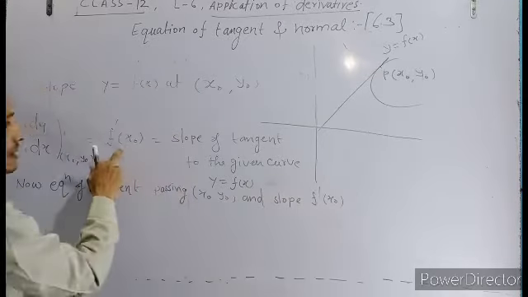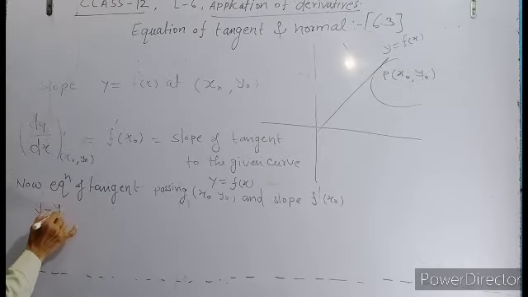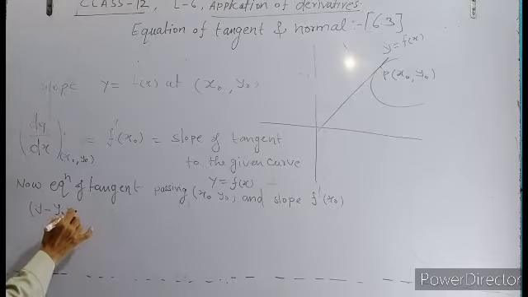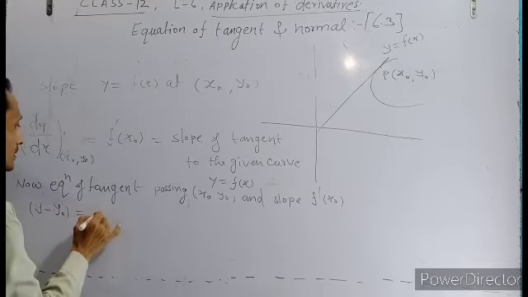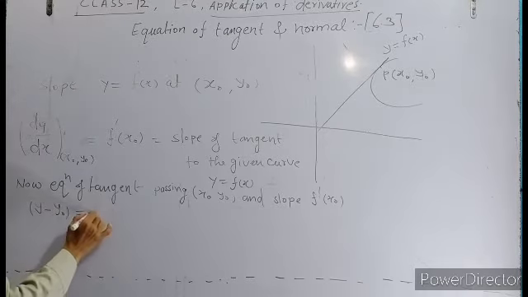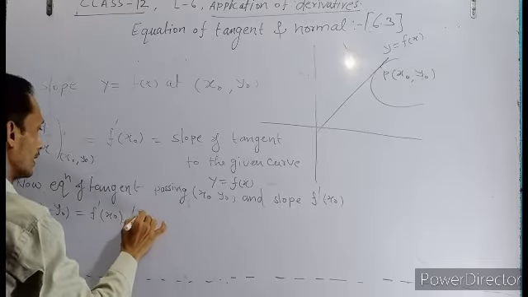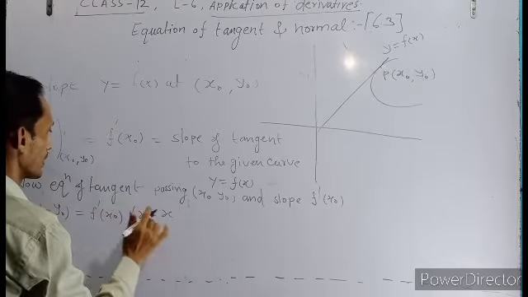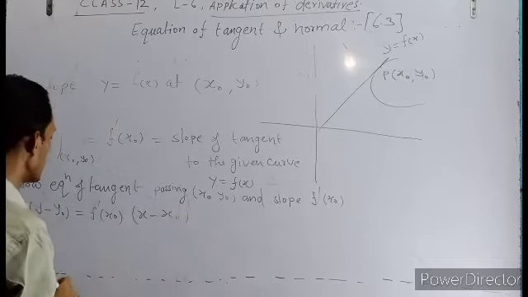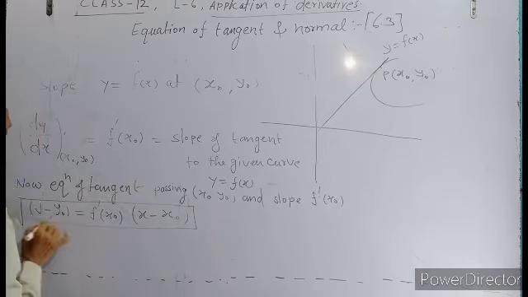You can see that is the slope of tangent. So what is the equation? y minus y1, in place of y1 you can use y0, y0 equal to, what can we write? Slope. What is the slope? f dash x0 in bracket x minus x0. That is the equation of tangent. Okay, that is called the equation of tangent.